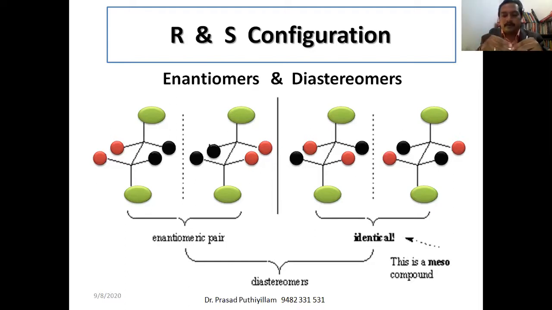Okay, so the structure is having two chiral centers. Okay, so two chiral centers can be prepared. So here one and here also one. So I think better I will sign out from the presentation.